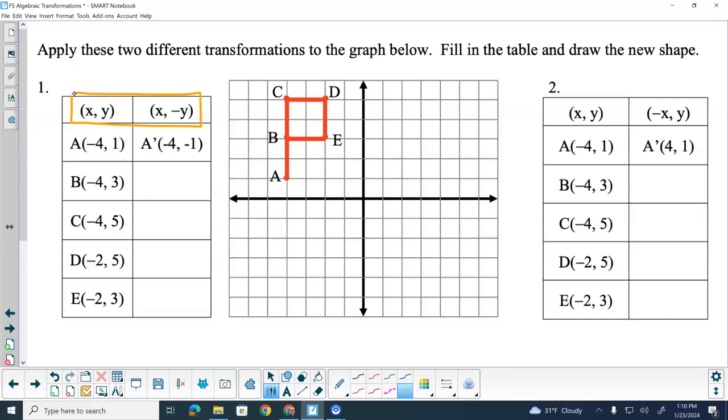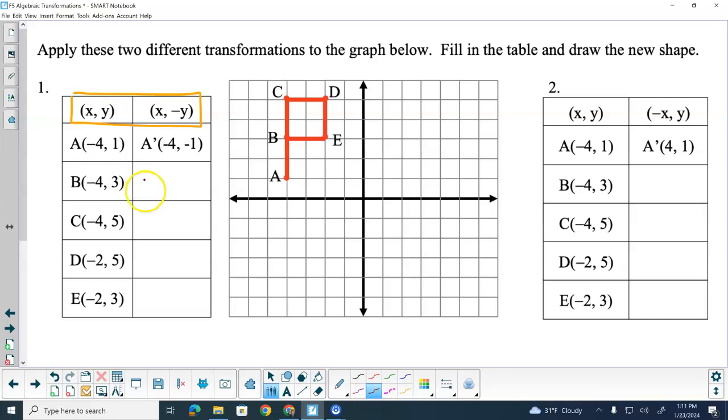Think of any other ways? Okay, what if we multiplied by -1? Would that be a way to say it too? Okay, what if we divided by -1? Yeah, right? So those would be the 3 ways of saying it. Okay? So our X values are going to stay the same, and our Y values are just going to be opposite or multiplied by -1 or divided by -1.